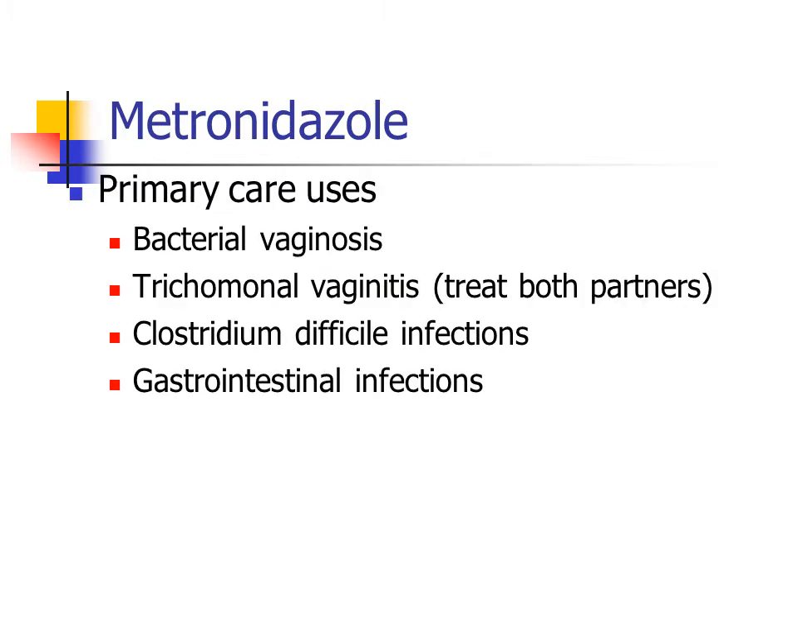It's often prescribed in primary care, and it can be used orally or topically to treat bacterial vaginosis. Another indication that you may see it used for in primary care, and may prescribe it yourself, is for trichomonal vaginitis, and it's important to remember to treat both partners in this case. Metronidazole can be used to treat Clostridium difficile infections and other gastrointestinal related infections due to its good anaerobic and some gram-negative coverage.